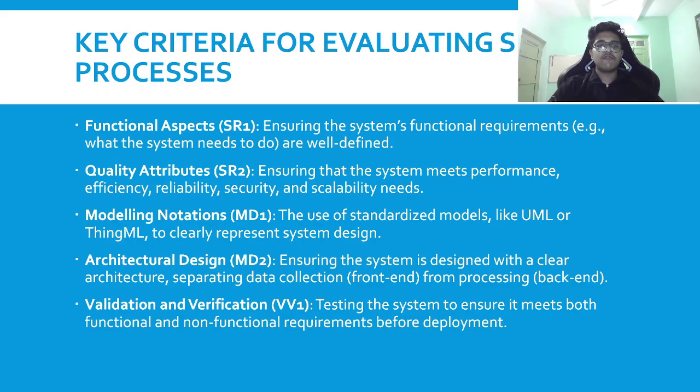First of all, we have the functional aspects, that is SR1. Ensuring the system's functional requirements, for example what the system needs to do, are actually being defined. The next one is the quality attributes, SR2, ensuring that the system is actually going to meet the performance, efficiency, reliability, security and scalability needs.